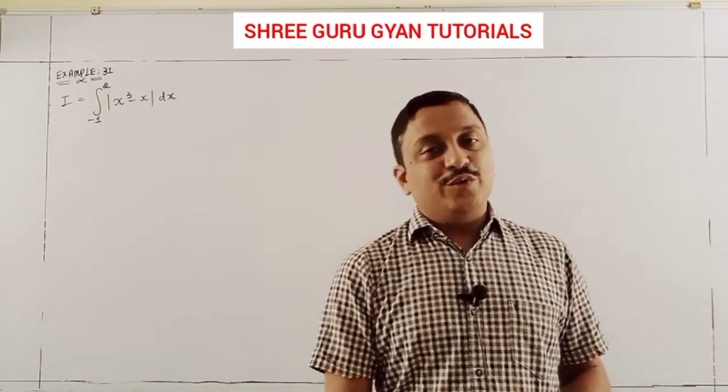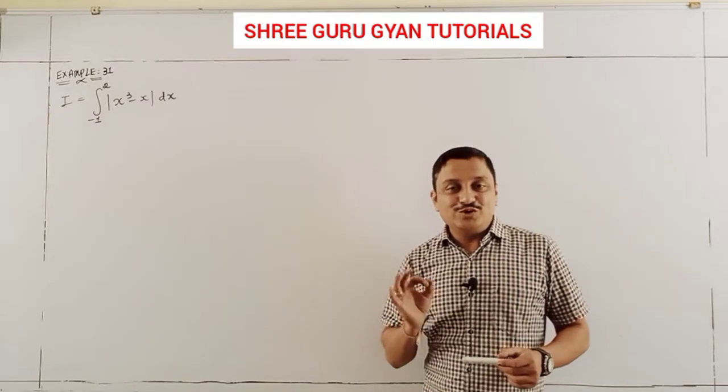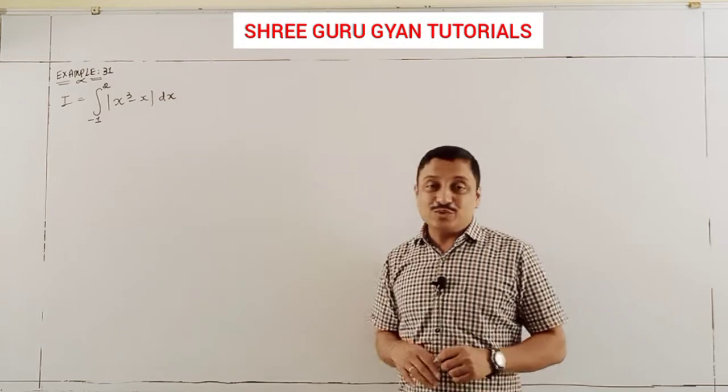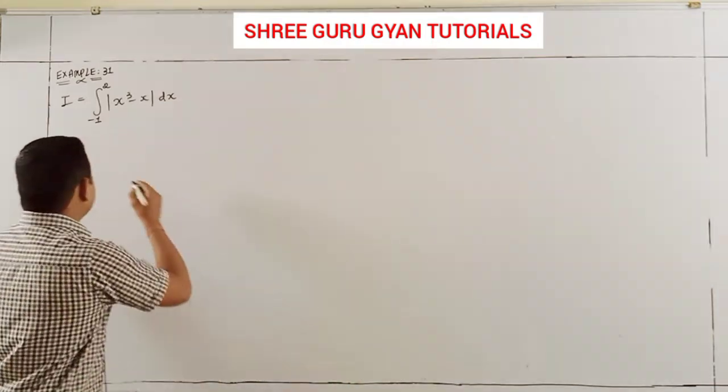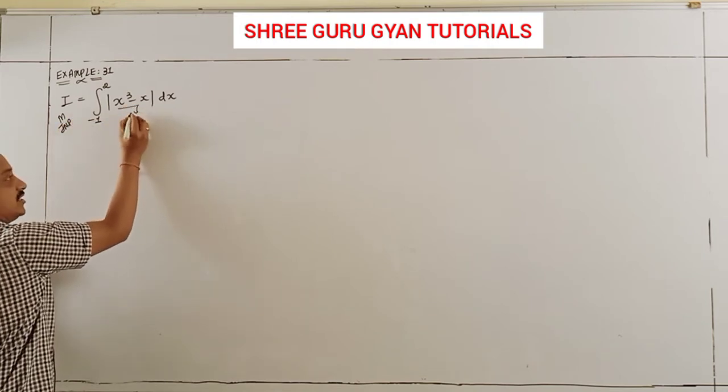Now students, we go ahead. Example 31. It is a most-of-the-time numerical: integral from -1 to 2 of modulus of x cubed minus x dx. Yes, this is an important level numerical. First of all, you create factorizations here.